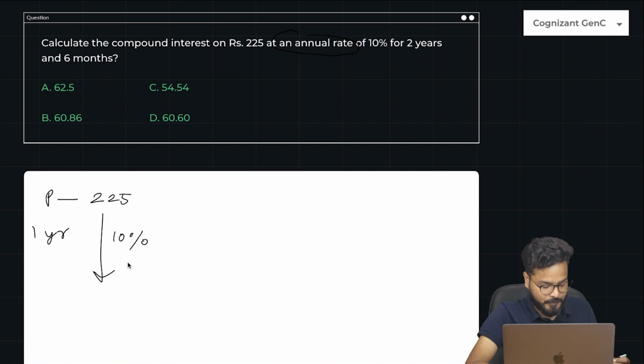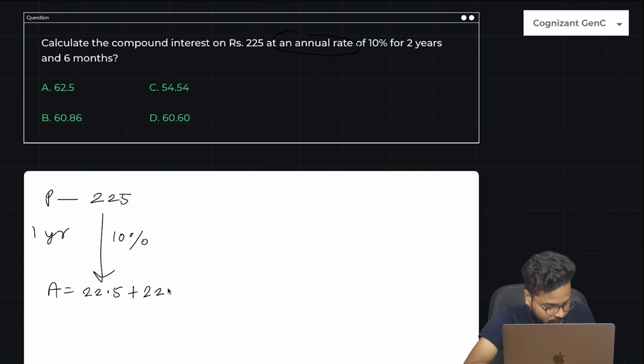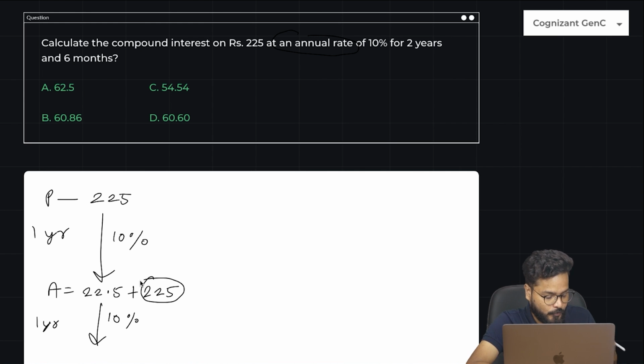So 10%, right? So what would be the interest? 22.5. What would be the amount? Plus the initial amount, which is 225. Now, had it been simple interest, again, right? So 1 year, again, we'll calculate for 1 more year, 10%. Had it been simple interest, we would have again calculated the interest on this one only. But because it is compound interest, we also have to take the interest into picture. So this is nothing but what? 247.5.